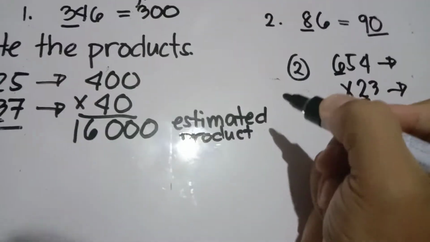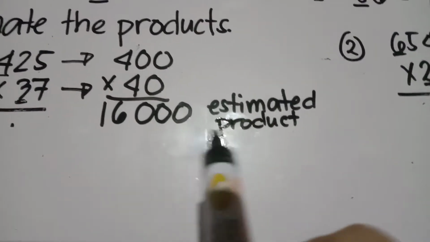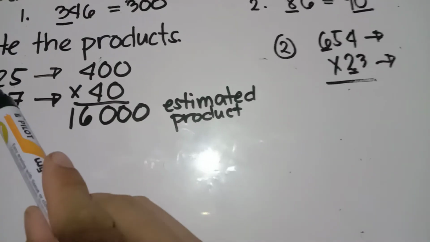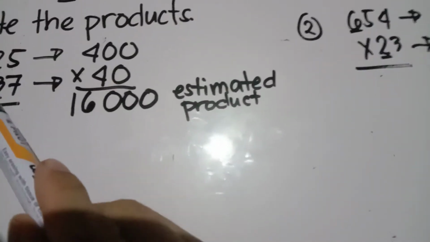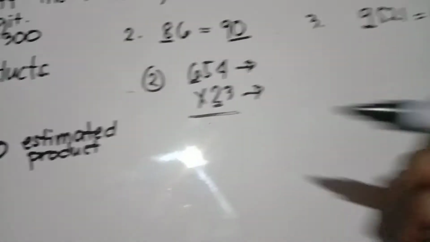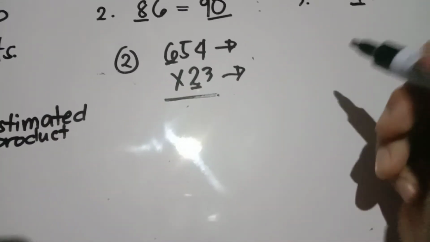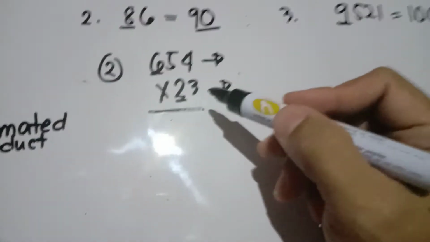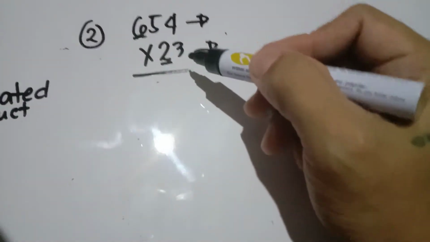Okay, 16,000 is the estimated product of 425 and 37. Okay, next let us proceed with number 2. Number 2 example, 654 times 23.